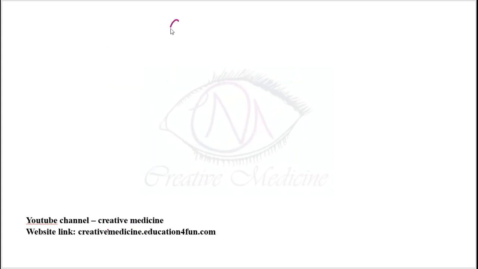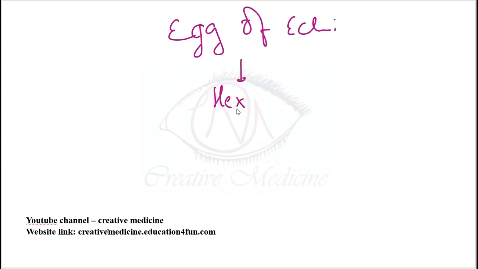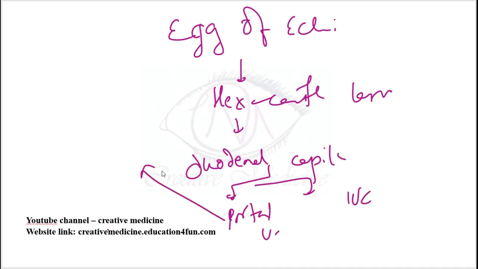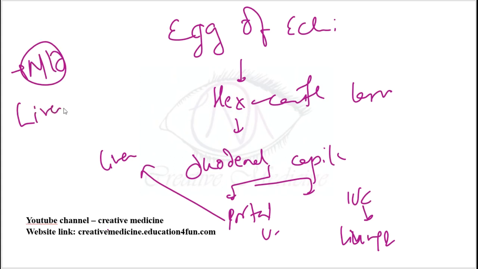Once you eat contaminated food with eggs of Echinococcus, these will result in formation of hexacanth larva, and these will penetrate the duodenal capillaries. Once they penetrate, they will reach the portal vein and inferior vena cava. When they reach the portal vein, they will go into the liver. In the inferior vena cava, they will go into the lungs and other solid organs. Most commonly, the cysts are seen in the liver, followed by lungs, spleen, kidney, brain, and bone.